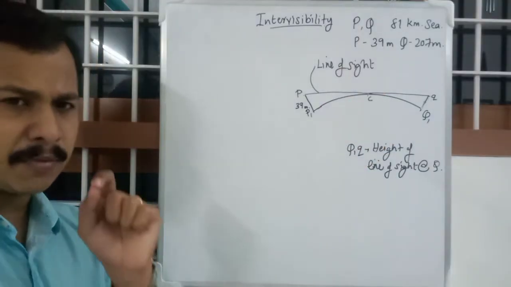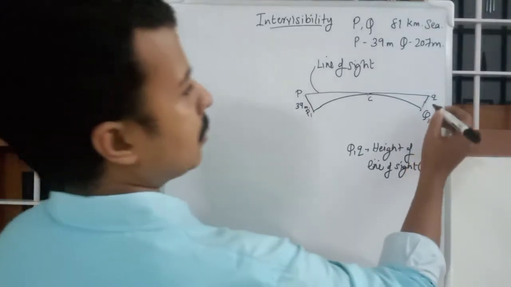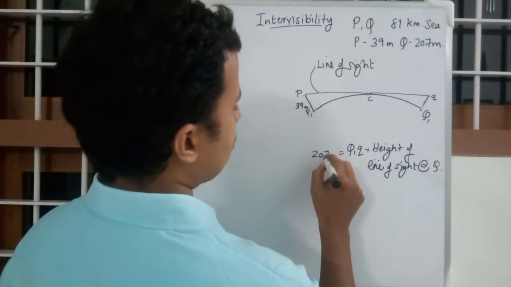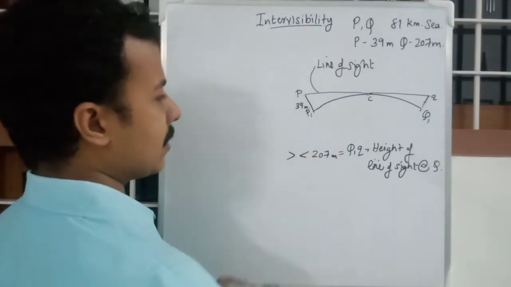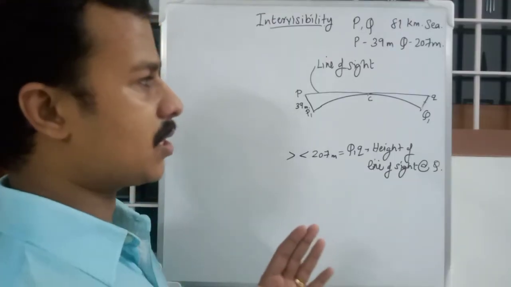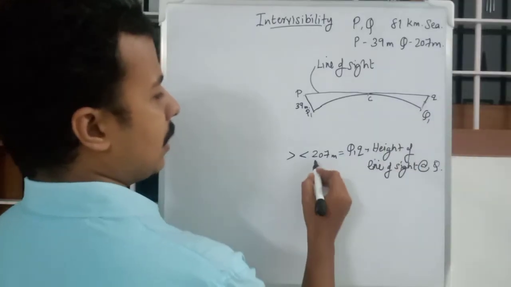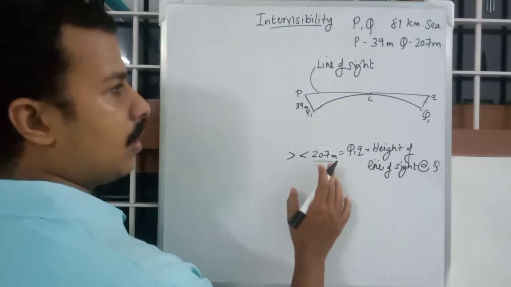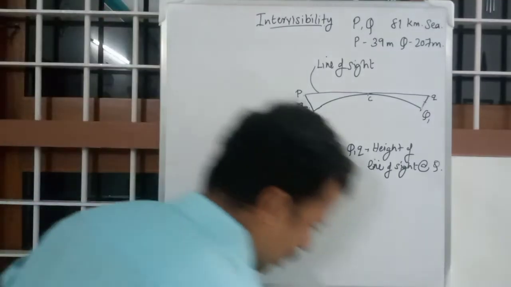So the concept of the problem is very simple. We just want to find out whether this Q1 Q is 207 meter height or not, or whether it is less than or greater than 207 meters. That is the only concept that we are searching for. We will understand more about it as we proceed.